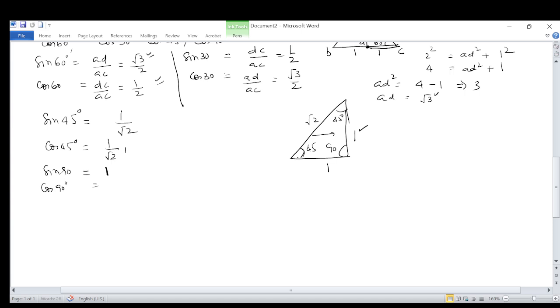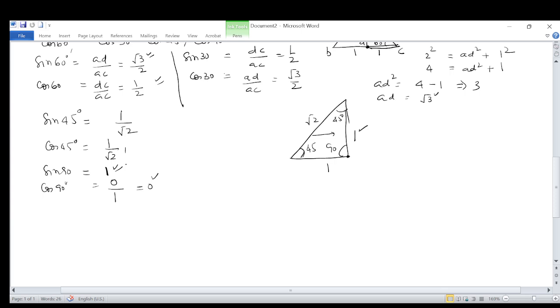This will become smaller and smaller, and at some point it becomes 0. Only then does the hypotenuse overlap with the perpendicular. So base upon hypotenuse is 0 upon 1, which is 0. So cos 90 is 0, and sin 90 is 1.